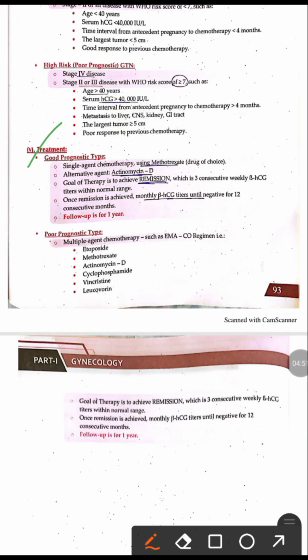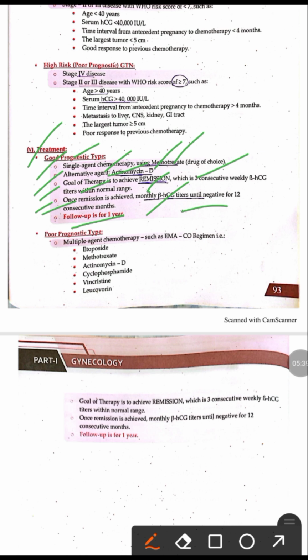Last is the treatment of gestational trophoblastic neoplasia. The first one is low-risk gestational trophoblastic neoplasia, which has a good prognosis. We give single-agent chemotherapy, and the most commonly used drug is methotrexate, which is a folic acid antagonist. An alternative chemotherapeutic agent is actinomycin D when methotrexate is contraindicated. The goal of therapy is to achieve remission, which is 3 consecutive weekly beta HCG titers within the normal range. Once remission is achieved, monthly beta HCG titers should be done until negative for 12 consecutive months, and follow-up should be done for 1 year.